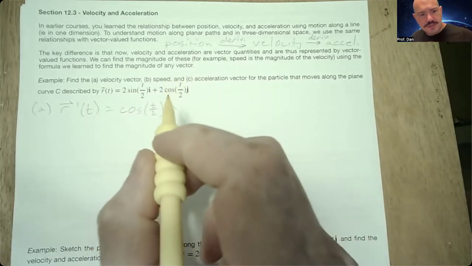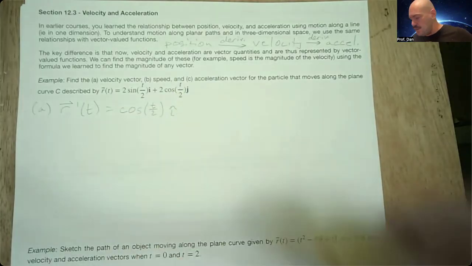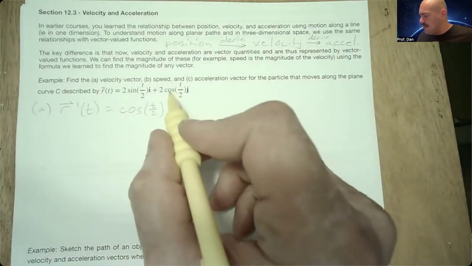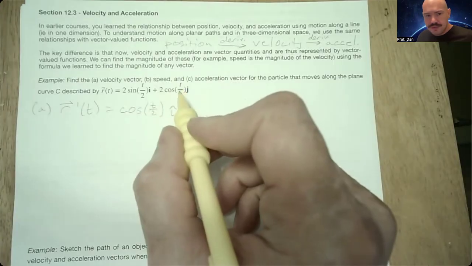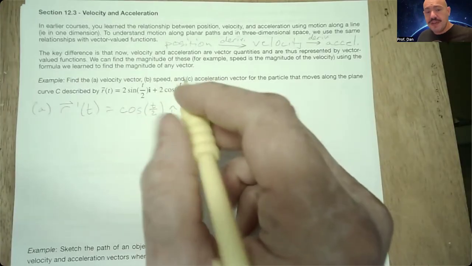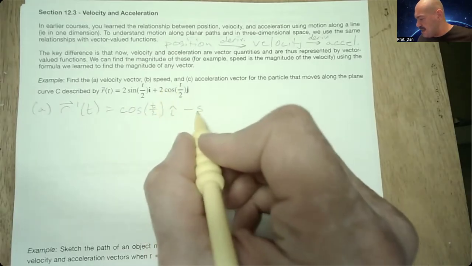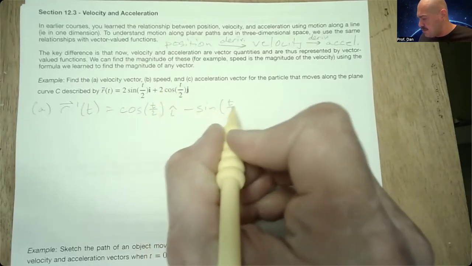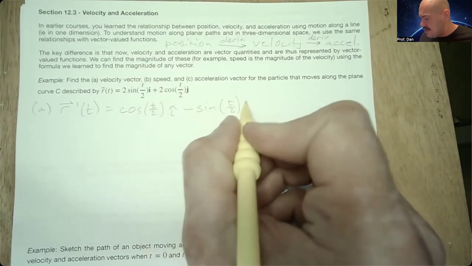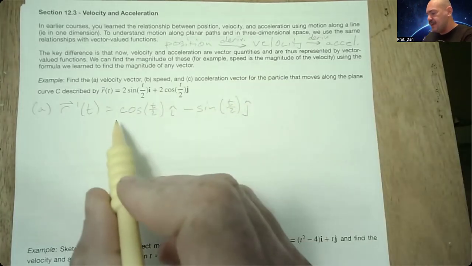For the next part, 2 cosine of t over 2. Derivative of cosine is negative sine. Derivative of t over 2 again is 1/2. Since I already have a 2 there, this will be minus sine of t over 2 j. And this is my velocity vector.